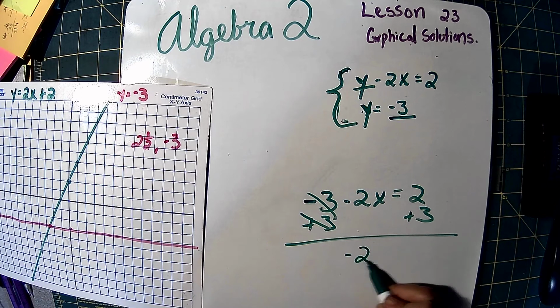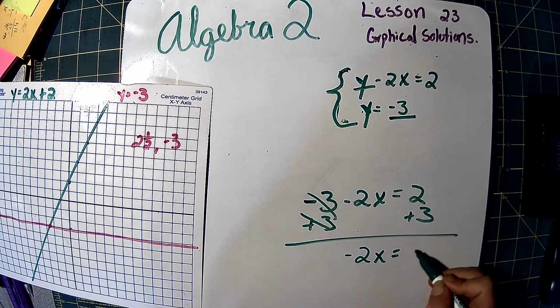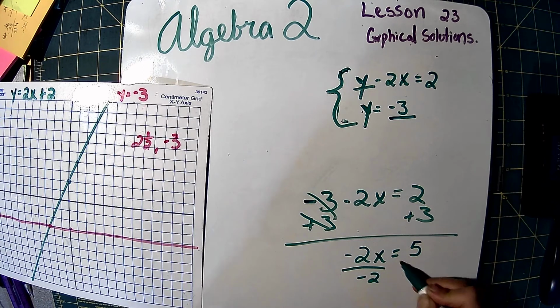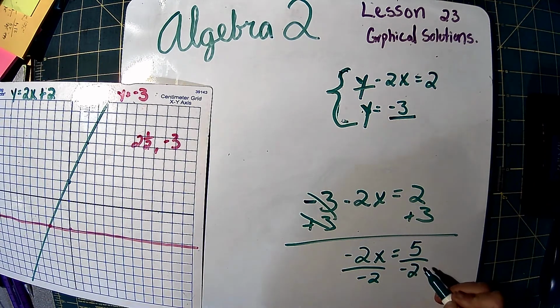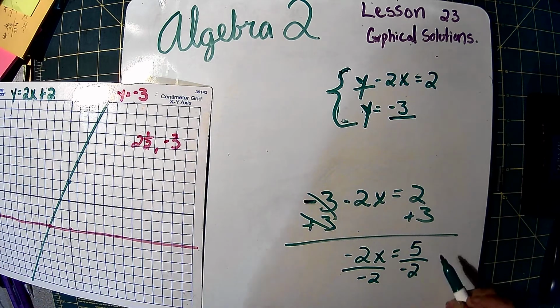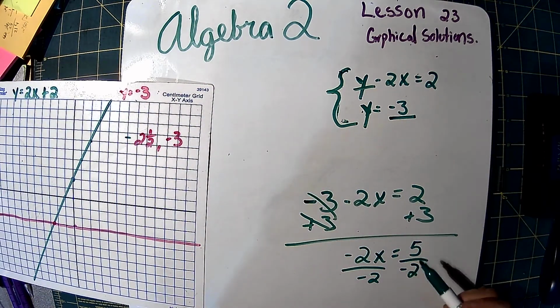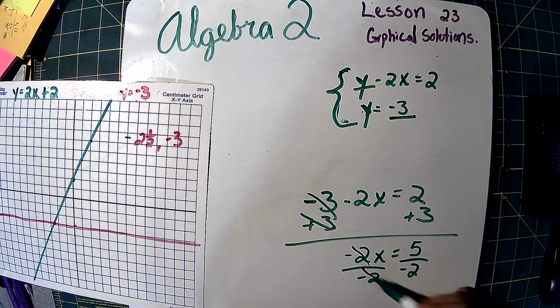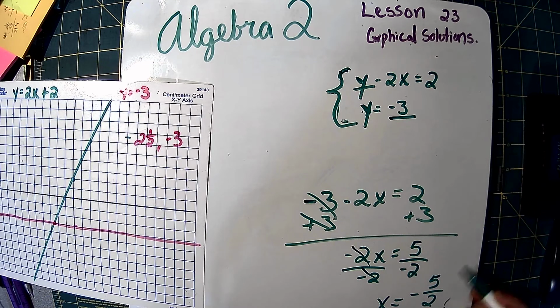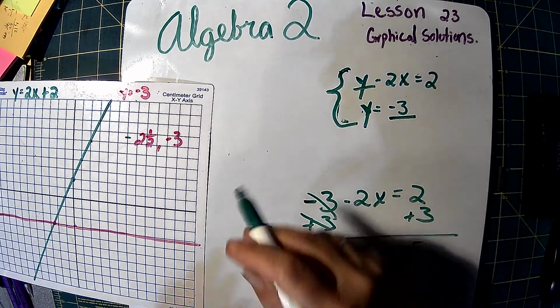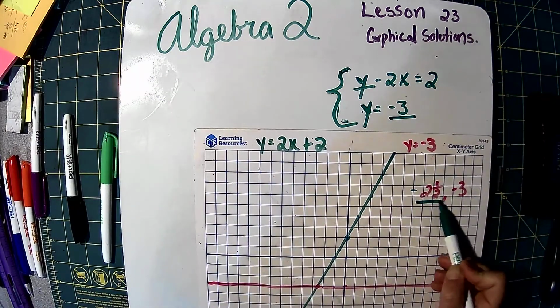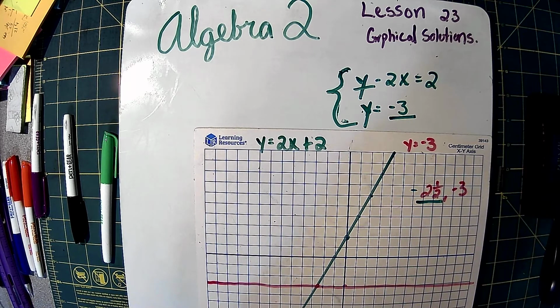And I'm going to get negative 2x equals 5. Divided by negative 2. I'm going to get x equals, oops, that should be negative over there because we went backwards. All right, I'm going to get x equals negative 5 over 2. And if we converted that, that would be 2.5, which is what I guessed. Negative 2.5 and negative 3 is our answer.